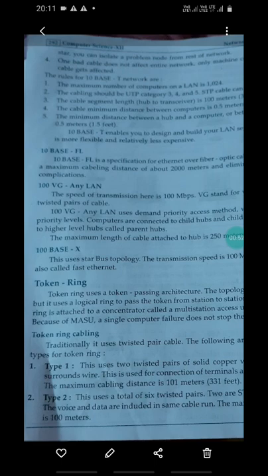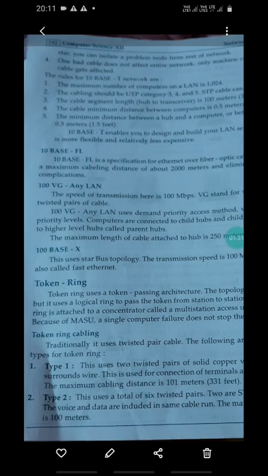100VG-AnyLAN uses the demand priority access method, that is CSMA/CD, which provides two priority levels. Computers are connected to child hubs, and child hubs are connected to higher level hubs called parent hubs. So these are the 100VG voice grade LAN. The maximum length of cable attached to a hub is 250 meters, that is 820 feet.